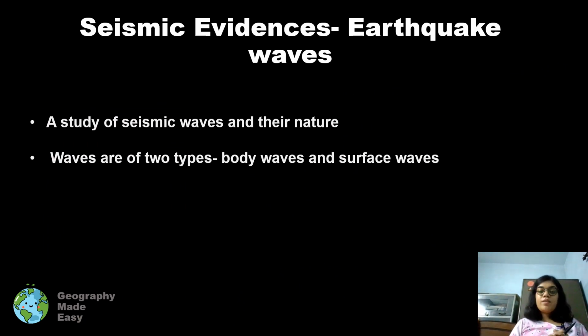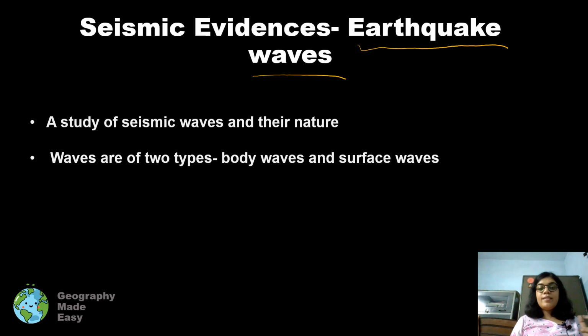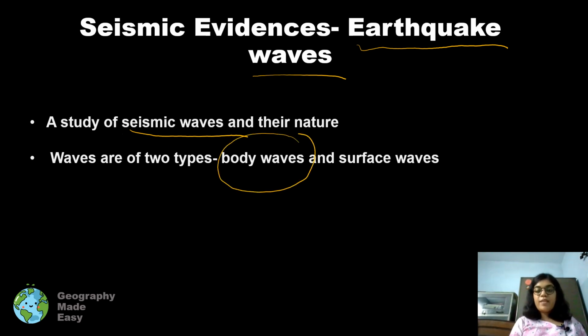The seismic evidence, or the earthquake waves, tell us a lot about the Earth's interior, because here we have to understand the nature of the seismic waves. There are basically two types of seismic waves: the body waves and the surface waves. For understanding the interior of the earth, we will be concentrating on the body waves. The surface waves, we will just read about them, but the evidence is gathered from the body waves.